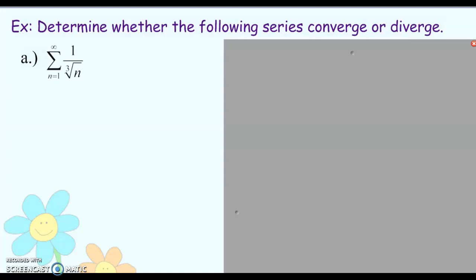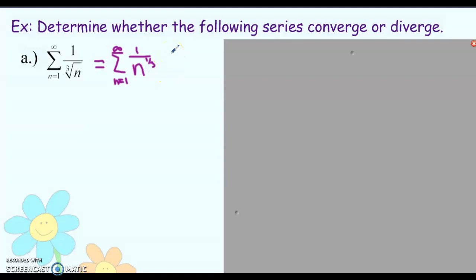All right, so let's pick up where we left off. Determine whether each of the series converges or diverges. So our first example, we've got the summation from n equals 1 to infinity of 1 over the cube root of n. And this is pretty awesome because this is a p-series test. I can rewrite this as the summation from n equals 1 to infinity of 1 over n to the 1/3 power.